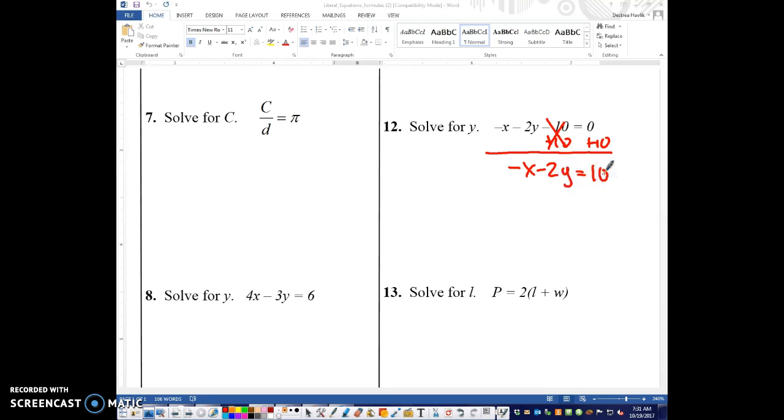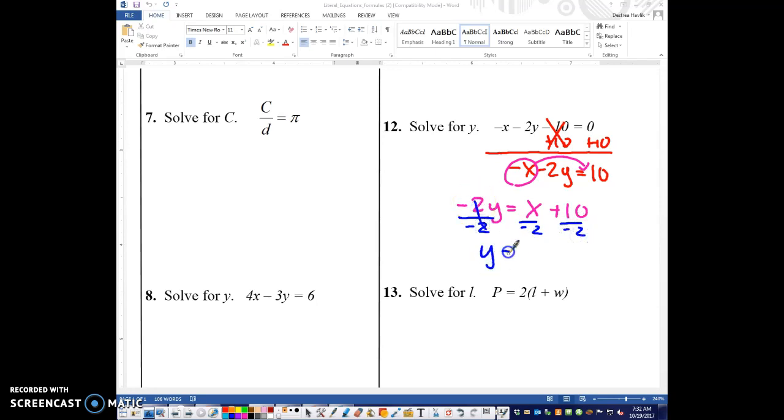Then what can we do? Move the x and divide by y. So now we can move the x. We have negative 2y equals what? Positive x plus 10. And then we can what? Divide by negative 2. Don't forget your negative.